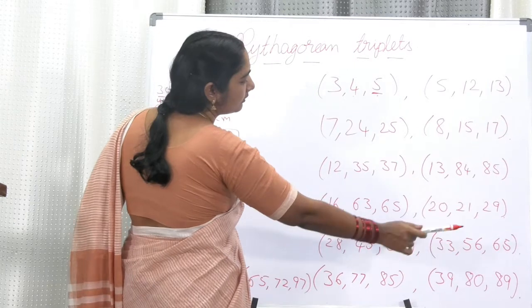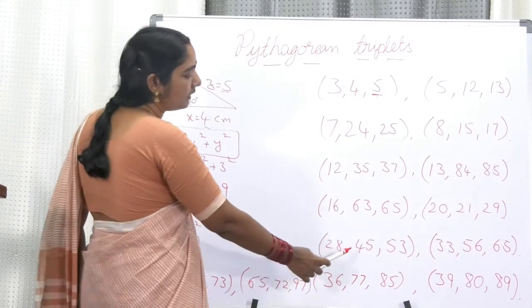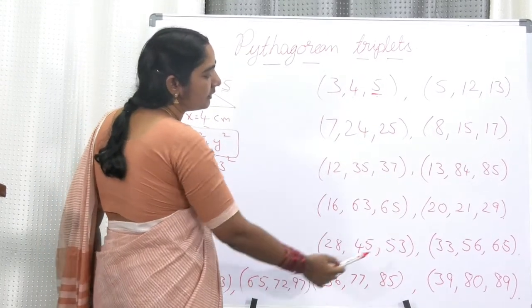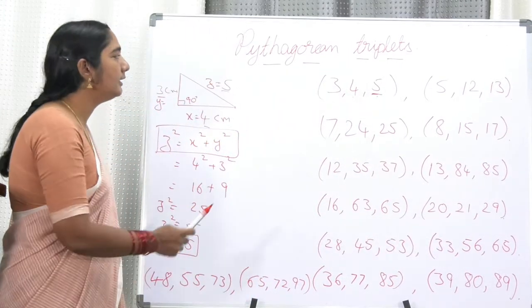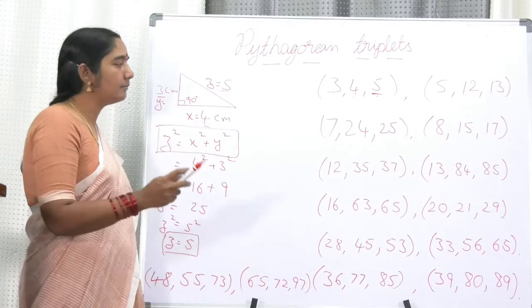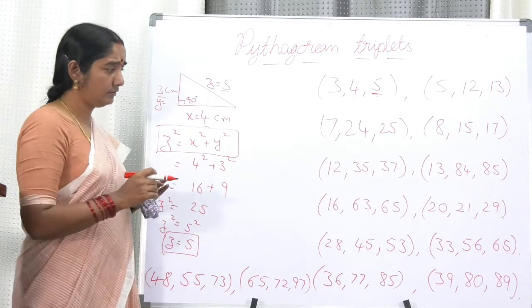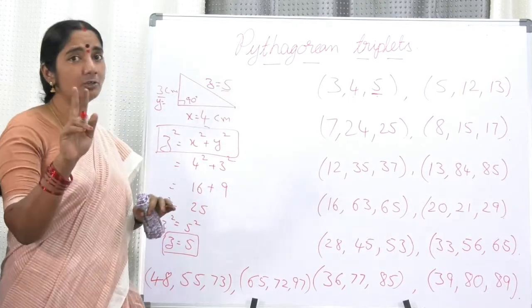39, 80 and 89 is a triplet. 29, 45, 53 is a triplet. 33, 56 and 65 is a triplet. I think now you got some idea about the triplets. I request the children, I have told two methods.